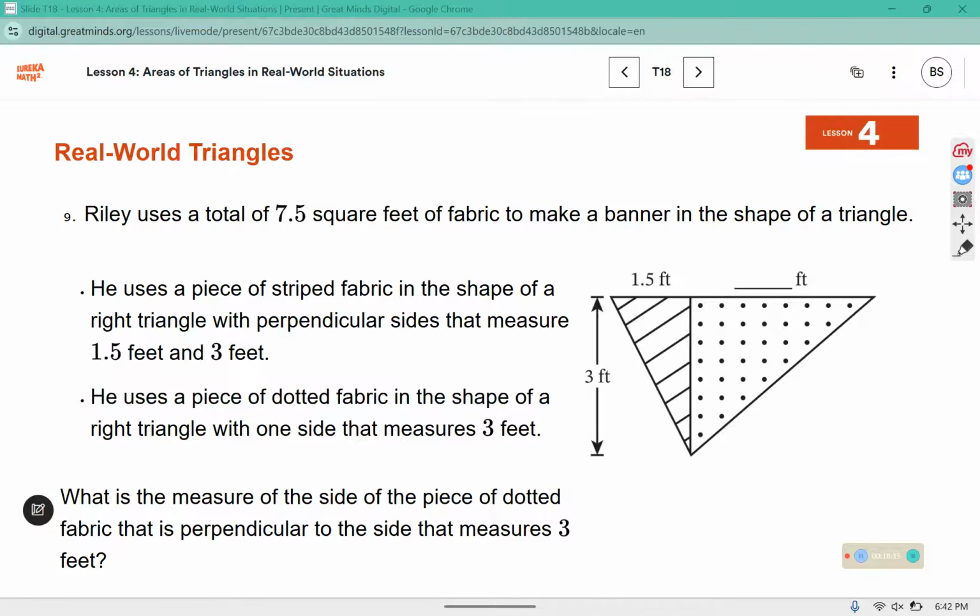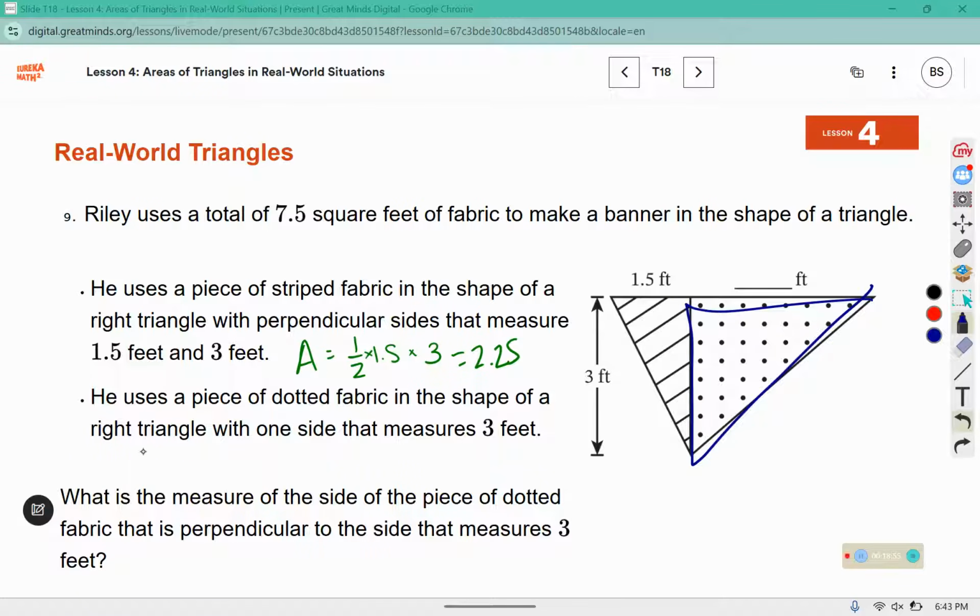We know that it has a total of 7.5. Let's start by figuring out this piece. So this piece has an area of 1.5 times 3 times a half. Well, 1.5 times 3 is 4.5, and half of that is 2.25. So if we subtract that from 7.5, that'll tell us the area of the dotted fabric. Because 7.5 is the total, and then 2.25 is this striped fabric.